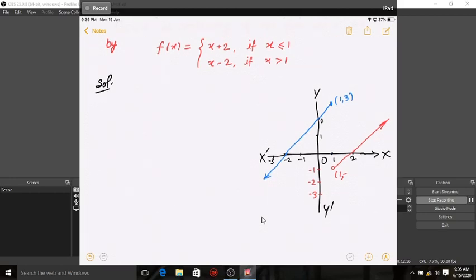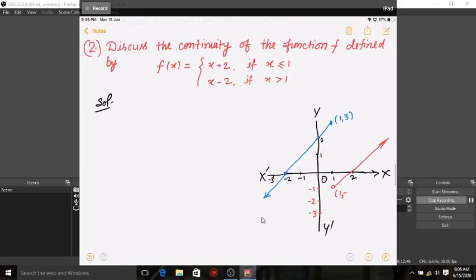if x is less than or equal to 1, means from the left side of the x-axis up to x equal to 1, the value of the function we can get by this expression x plus 2. It means if x is minus 1, then the value of f(x) is minus 1 plus 2, that is 1 here. If x is 0, then the value of the function is 0 plus 2, that is 2.